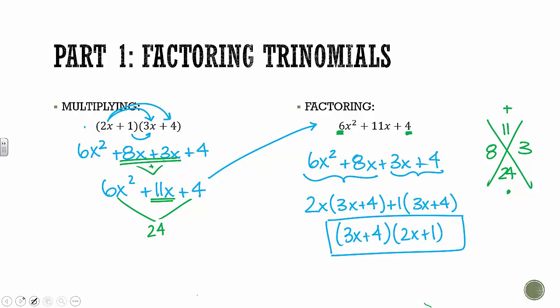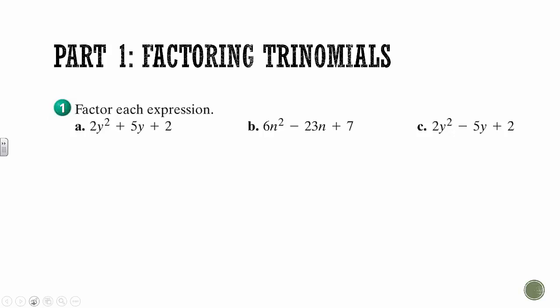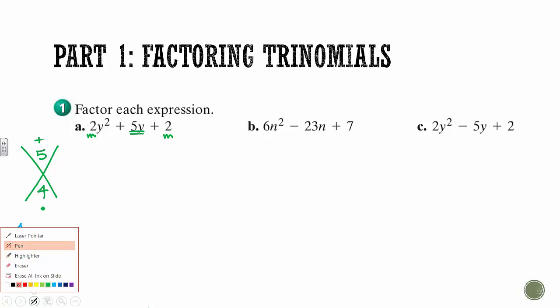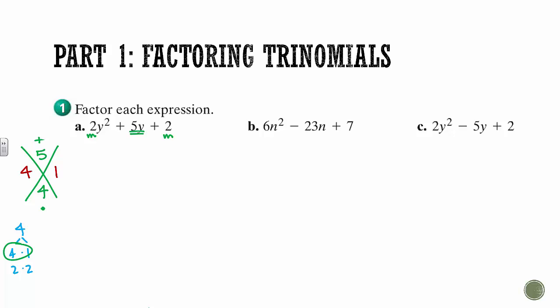So now let's do one on our own. Factor each expression. So the beginning step is almost the same. We want two numbers. They have to combine to make the number in the middle, because remember, those two terms combine to make that one. But this time we want them to multiply to make 2 times 2, or 4. So you start breaking down your number. 4 can be 4 and 1, or 2 and 2. And the combination that adds to make 5 is 4 and 1. So that's what I'm going to use, is a 4 and a 1.